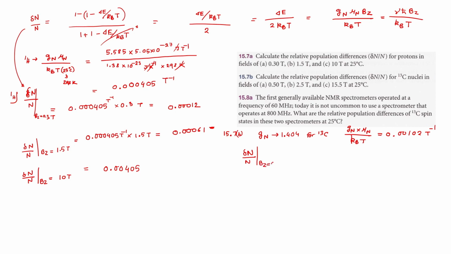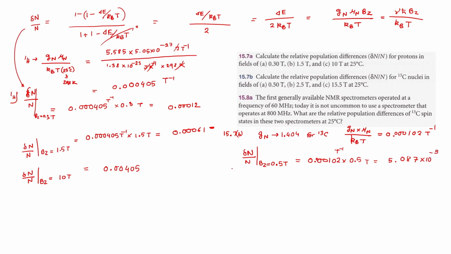For a B z value of 0.5 Tesla, we just multiply this by 0.5, Tesla inverse and Tesla. Actually, one more zero will be here. So you get something around 0.087 into 10 to the power minus 5.